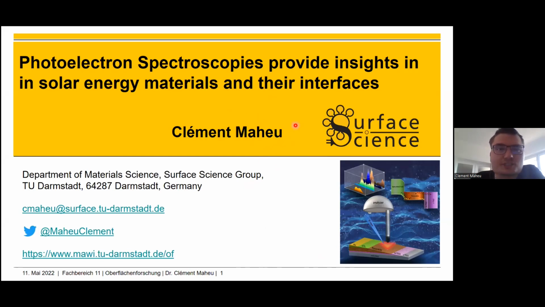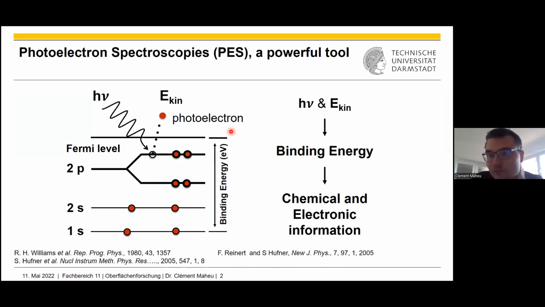And I will obviously talk about solar cells, perovskite solar cells, but especially about how to probe interfaces with photoelectron spectroscopies. So first of all, maybe a few words on photoelectron spectroscopies, just so that we all know the basics.